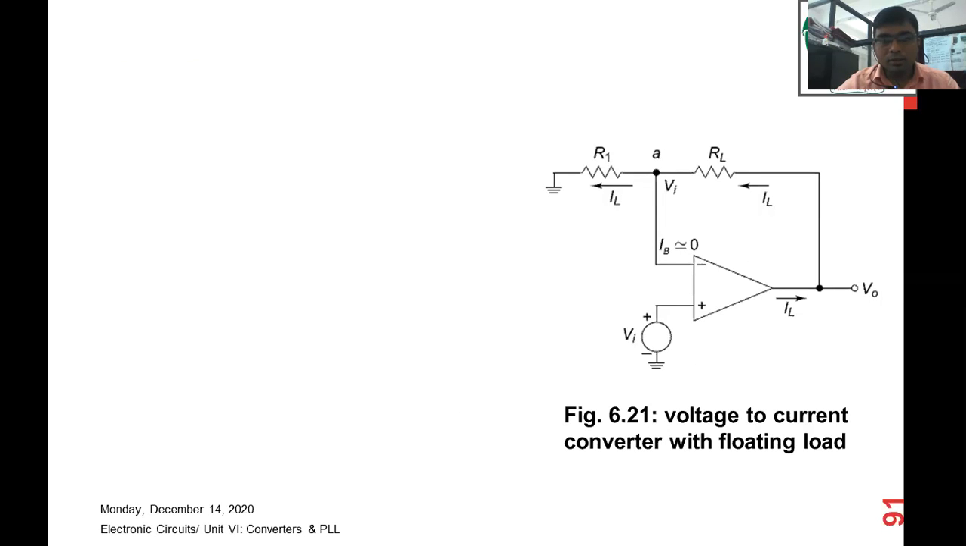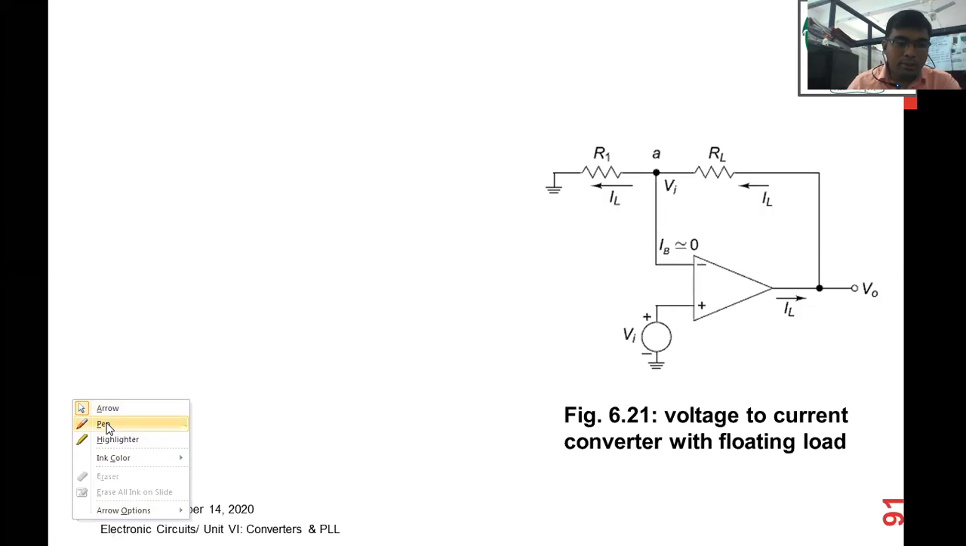Now you have to see the first configuration, that is voltage to current converter with floating load. So you can see the diagram, and please note down this diagram as well. Here you will find that no separate load resistor is connected. Even the feedback resistor is given the name of the load resistor. So the feedback resistor would play the role of the load resistor here, and there is no separate load connected between ground and the output terminal. That's why it is floating. There is no ground signal connected to the load resistor.